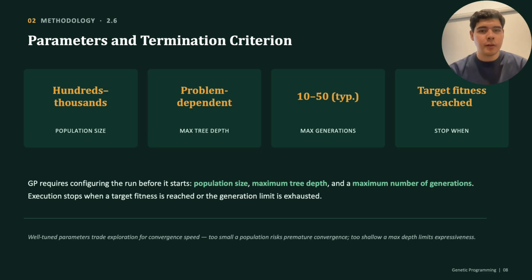And there's a real trade-off here. Too small a population risks converging prematurely on a mediocre solution, while too shallow a depth limit can make it impossible to express the answer at all.